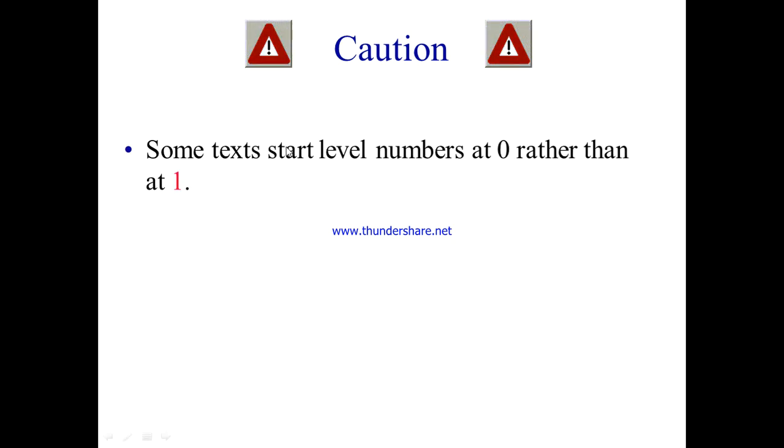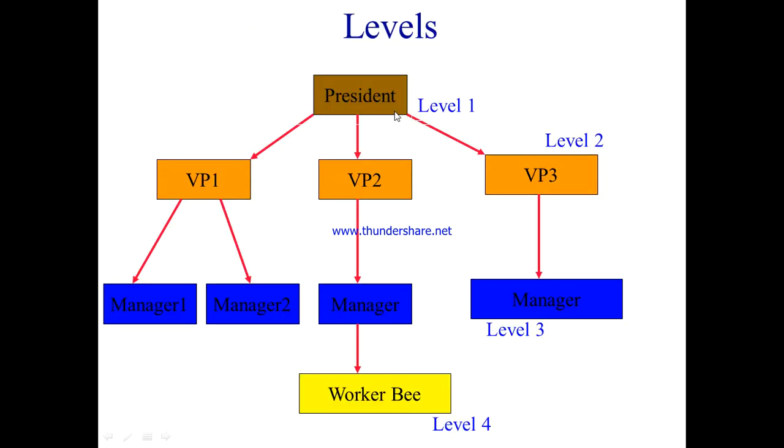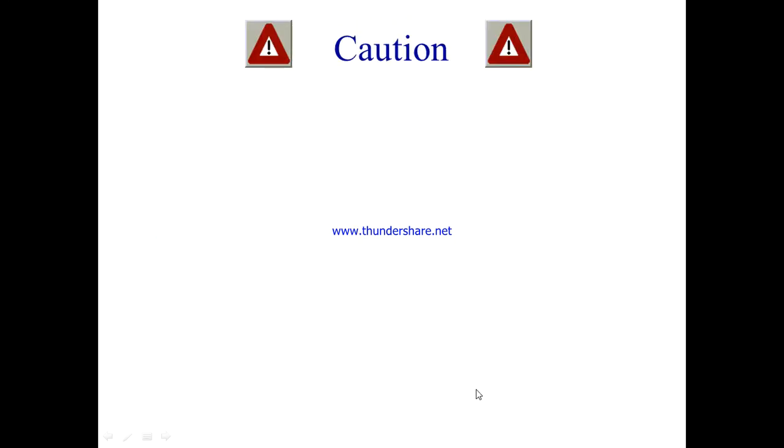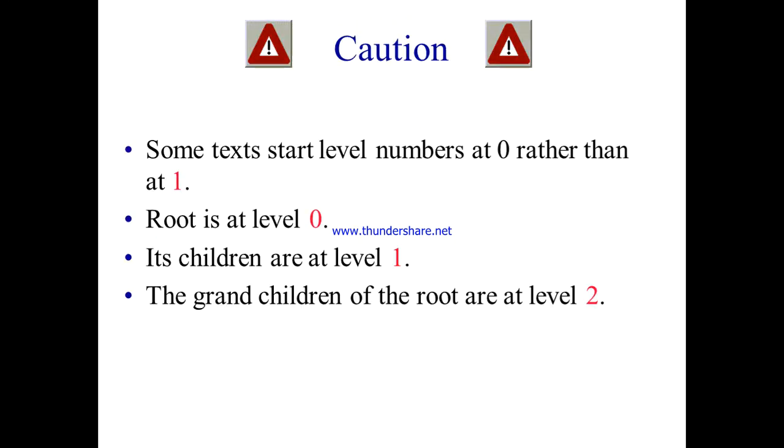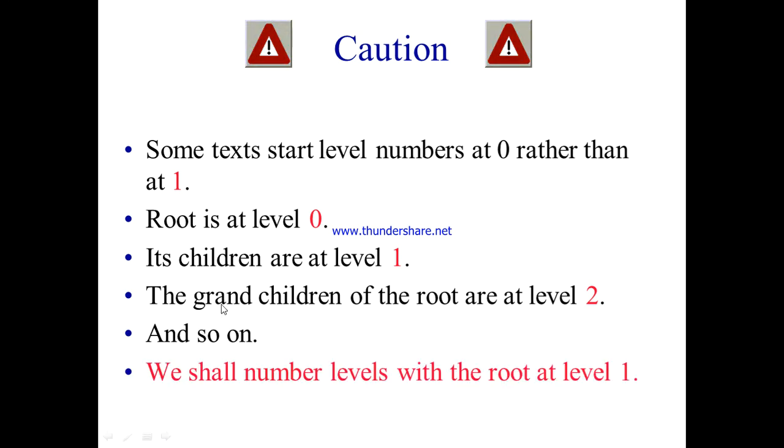And do remember there is one caution in the representation of levels. Some texts start the level numbers at 0 rather than 1. That means we have represented in the previous diagram the root level with level 1, but some will be representing with level 0, level 1, level 2, level 3. But that is not correct. So what we should do? We shall number the levels with the root at level 1.